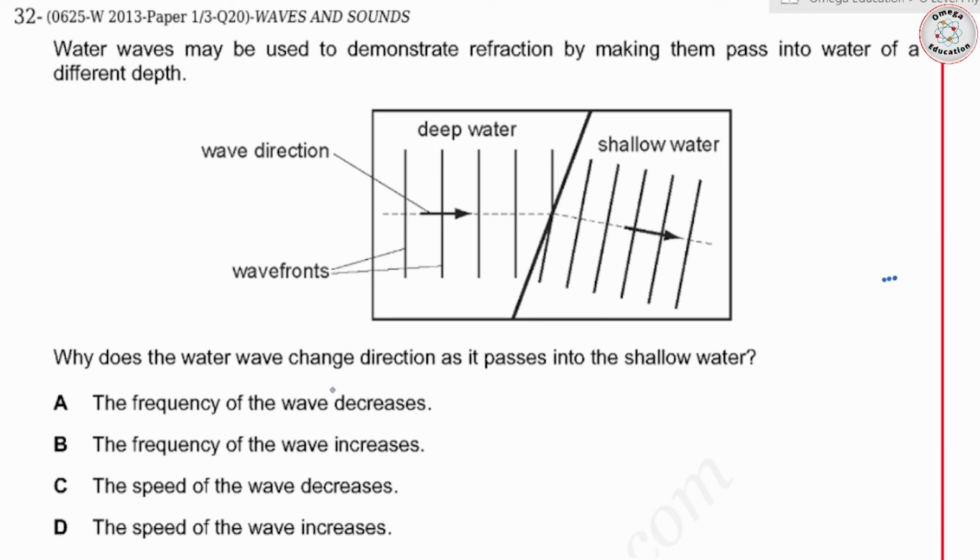Speed of the wave, frequency of the wave decrease. First of all, frequency of the wave does not change whether the wave enters from deep water to shallow water. As a matter of fact, the speed of the wave would decrease as the waves enter the shallow water. So it has to be option C, speed and wavelength. These are the two things that decrease as the wave enters the shallow water.